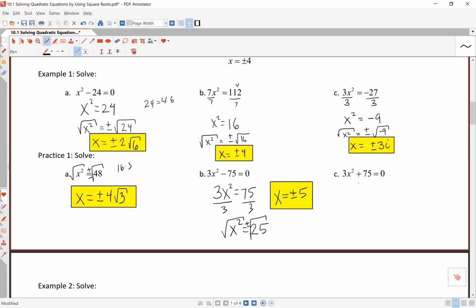Letter C, we subtract 75 from both sides. 3x squared is negative 75. Dividing both sides by 3 gives me x squared is equal to negative 25. Taking the square root of both sides, using a plus or minus, we get x is equal to plus or minus the square root of negative 25, which is 5i.